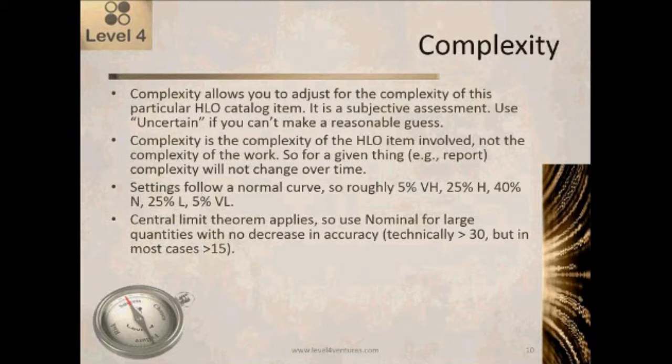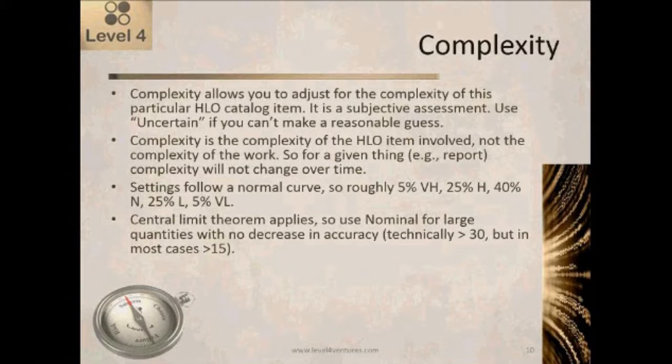So if you've got a report and you're initially implementing it, and then later you're making a change to it, and then later you're making another change to it, that report has the same fundamental complexity for each one of those estimates. Once again, settings follow a normal curve. So roughly 5% of your catalog objects, not for a given estimate, but 5% for the objects within a system, should be very high complexity, about 25% high, about 45% nominal, 25% low, and 5% very low.